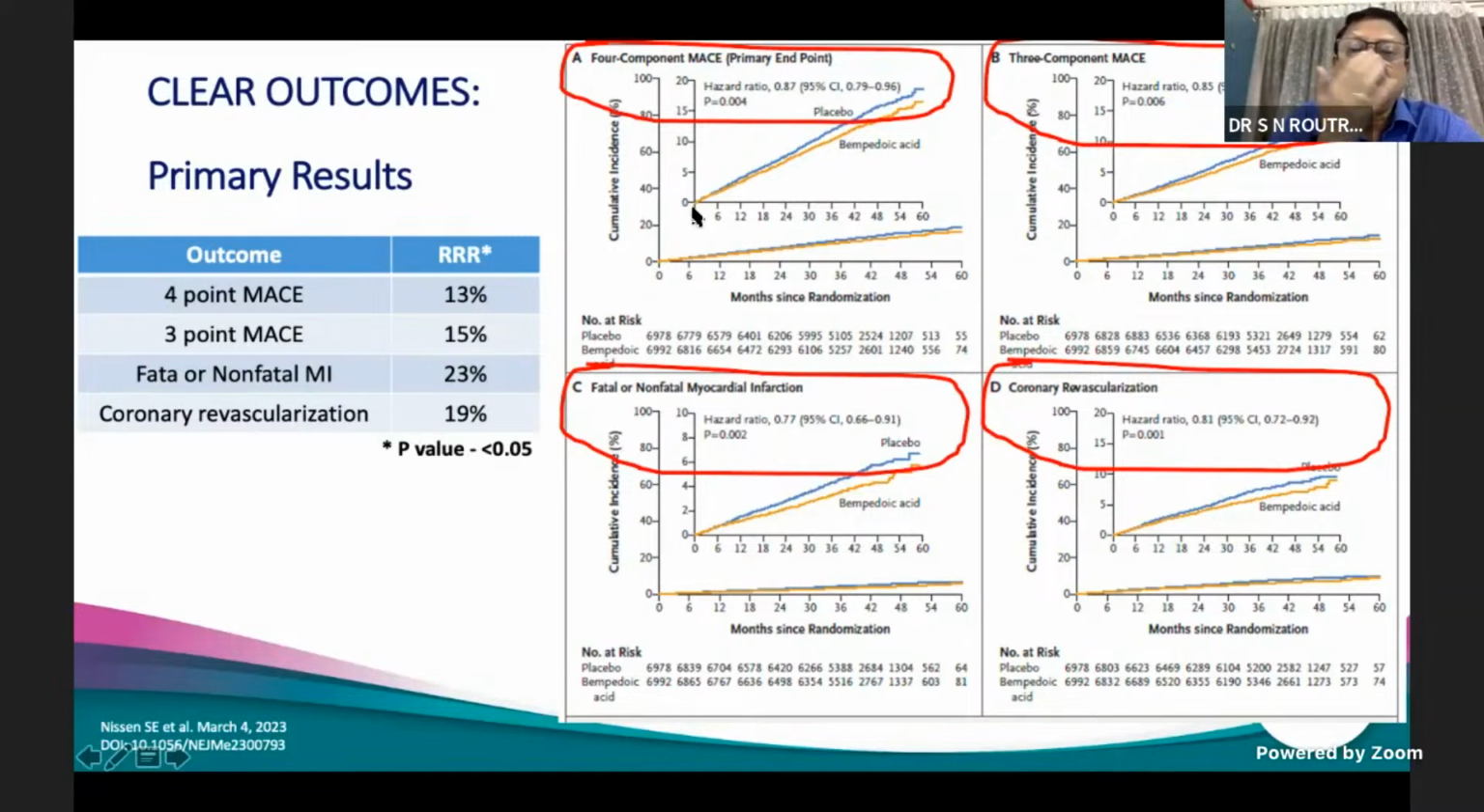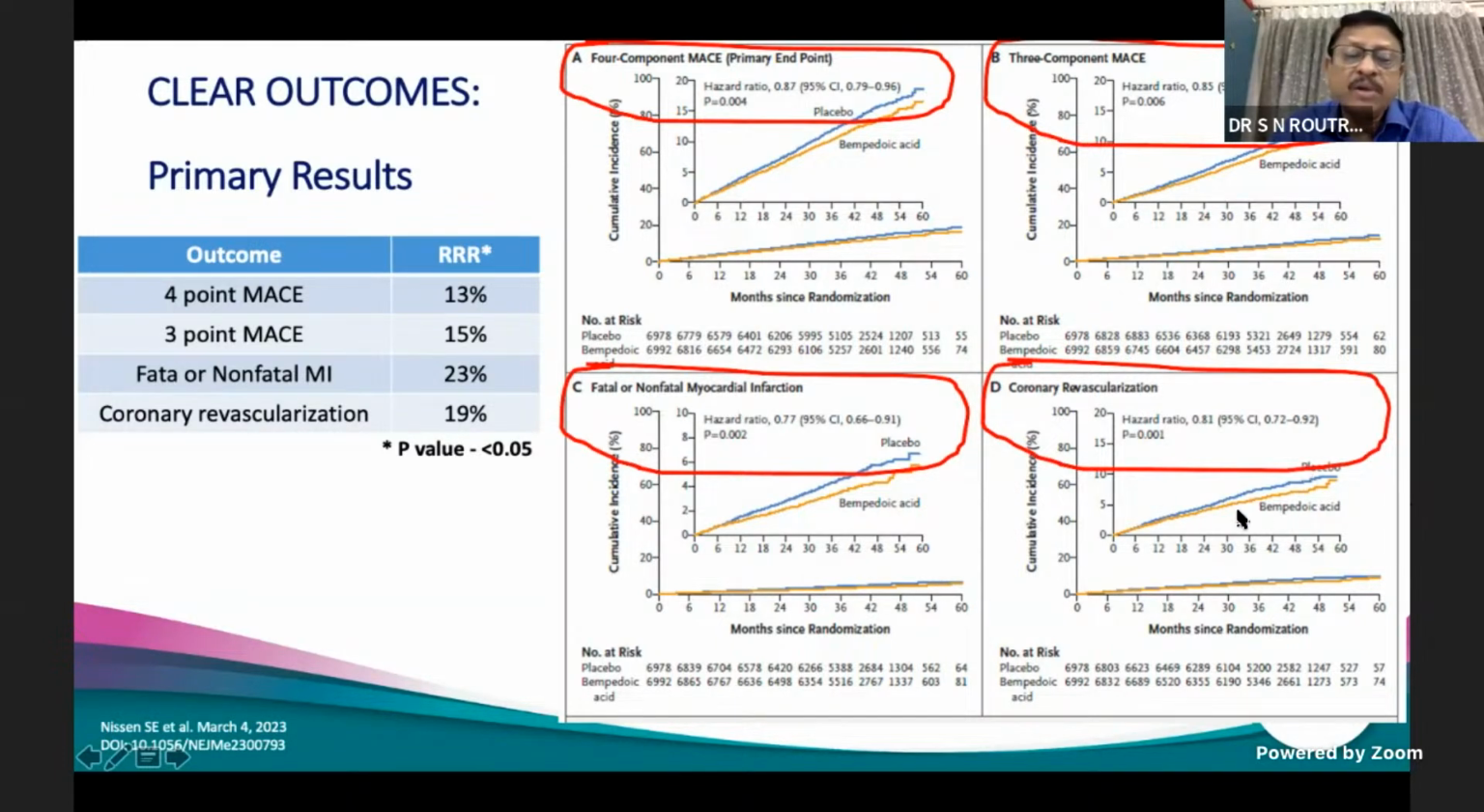If you see here in the first one, this is the cumulative incidence of the 4-point MACE reduction. The hazard ratio is 0.87, a 13% relative risk reduction, p-value 0.004. And for the 3-component MACE, the p-value is 0.007 and a 15% relative risk reduction. And for fatal and non-fatal MI, here we get the maximum benefit: the hazard ratio is 0.77, about 23% relative risk reduction, p-value 0.02.